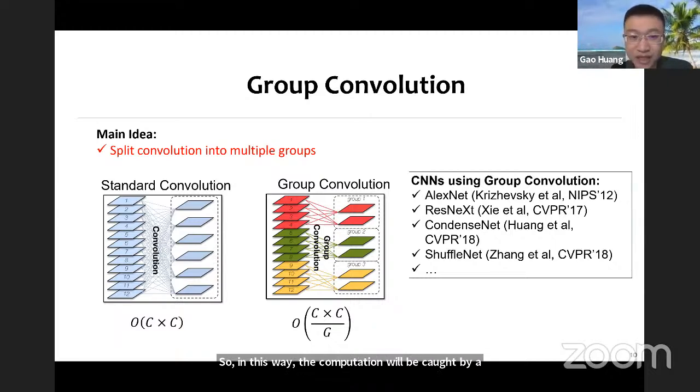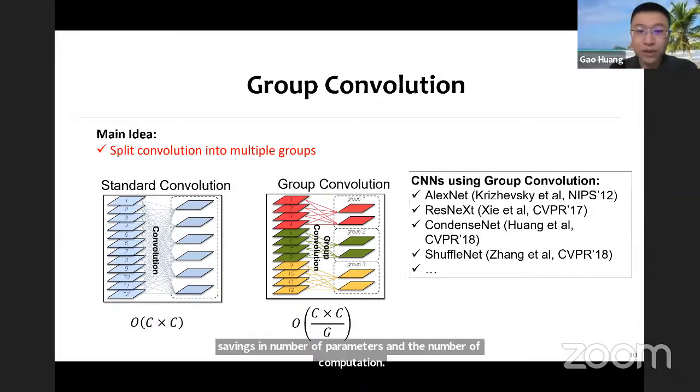G is the number of groups. As in the image shown here, if we have 3 groups, then the connections are only 1/3 of the standard convolution. So this is a significant saving in the number of parameters and the amount of computation.